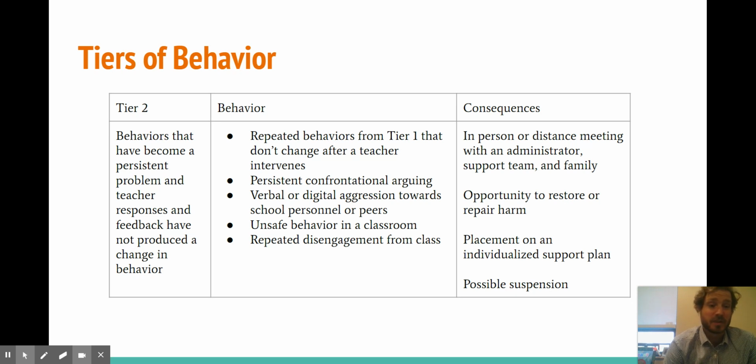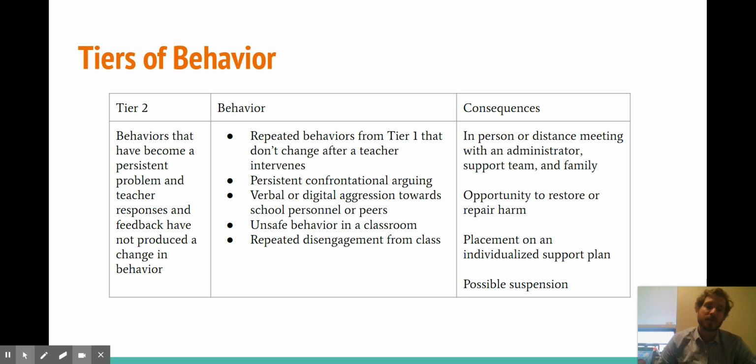You're persistently being confrontational, refusing to do anything that they ask, or doing things that go against exactly what they are asking you to do. It can also be verbal or digital aggression towards school personnel or peers. So this could be over a Google Meet, it could be in a Google Chat, could be over an email, or any other type of educational technology that we use. Another example could be unsafe behavior in the classroom. So it's not following those 6 feet of separation, taking masks off when you don't have permission, or repeated disengagement from class, refusing to do work, refusing to be a part of the learning environment.